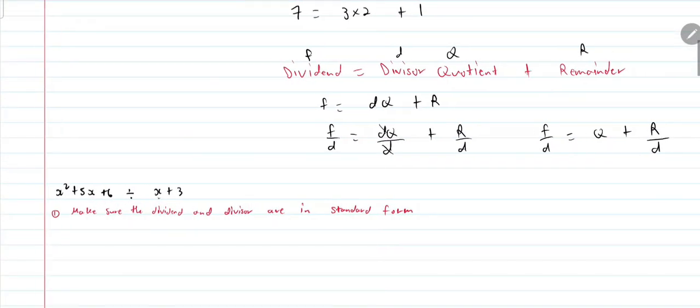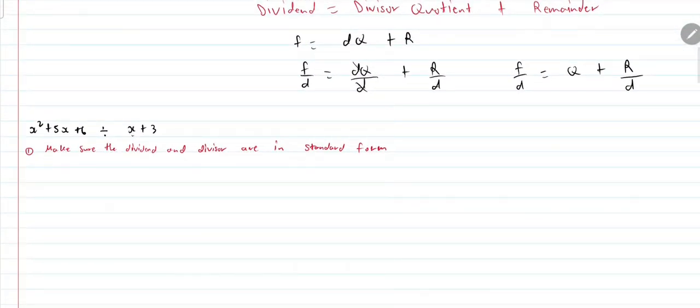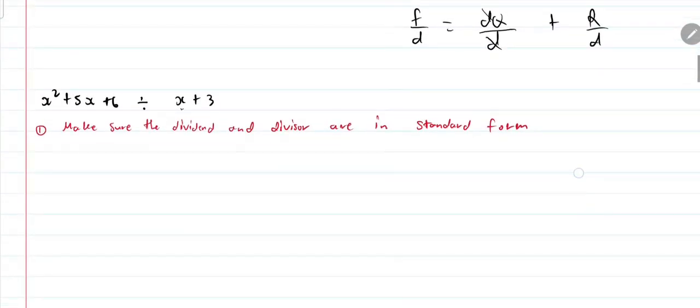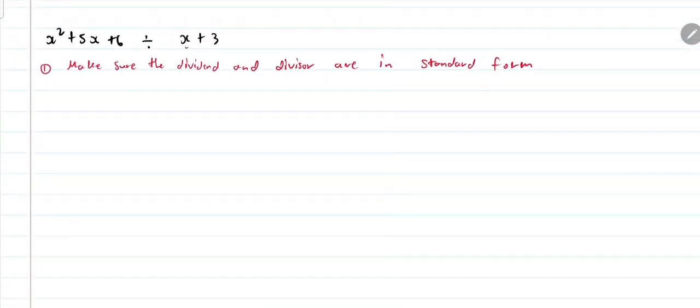Now I'm going to move on to an example where we have to divide x squared plus 5x plus 6 by x plus 3. Alright, x plus 3 is the divisor, and x squared plus 5x plus 6 is the dividend. And the first thing I want you to ensure whenever you're doing long division of polynomials is that both the divisor and the dividend are in standard form.